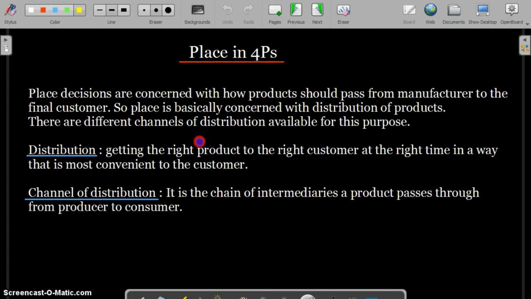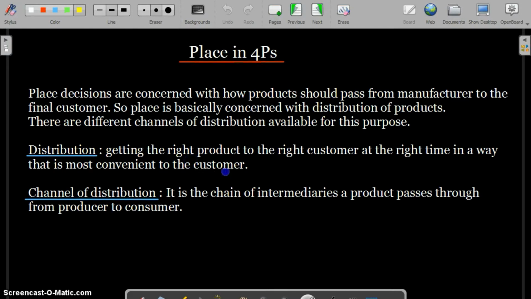So there are different channels of distribution available for this purpose. In order to understand what channels of distribution are, we need to understand the terms distribution and channel of distribution. So distribution means getting the right product to the right customer at the right time in a way that is most convenient to the customer. That is a lot of rights, but that's the basic definition given in your book, the main CIE recommended book. So just in case a question comes for 2 marks to explain or define distribution, you can go with this definition and you can easily score 2 out of 2 or 3 out of 3, whatever the question is of.